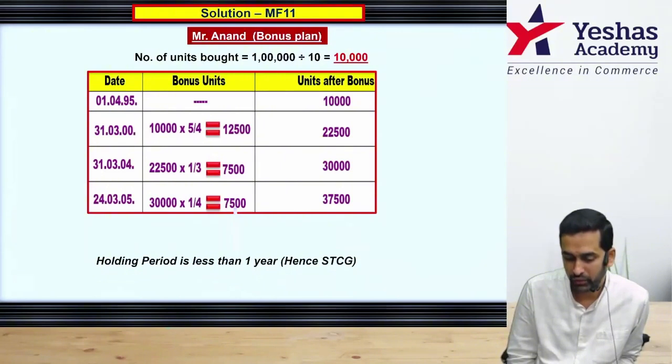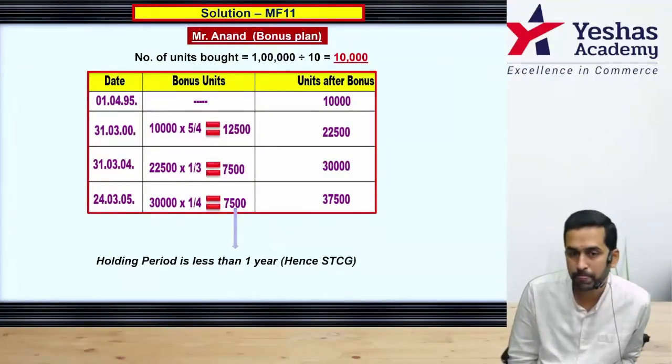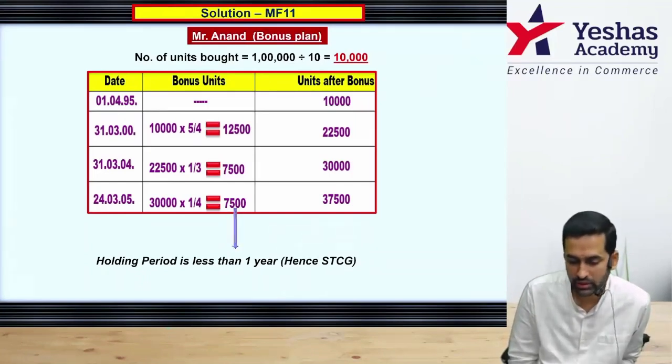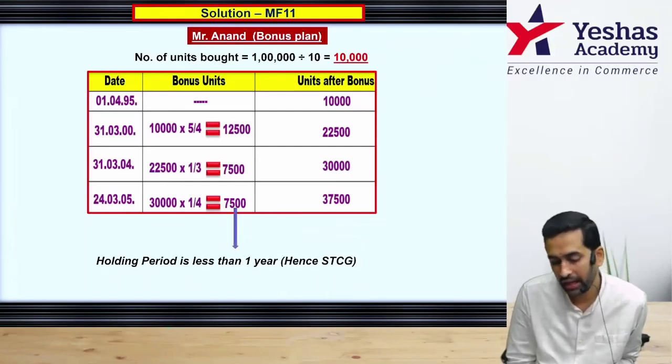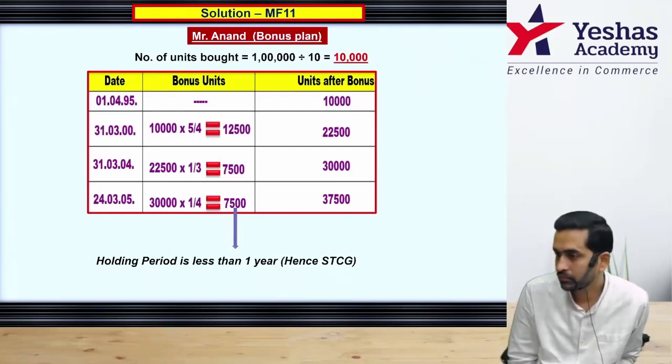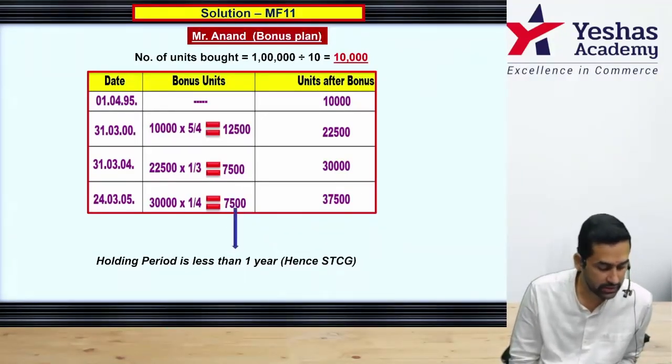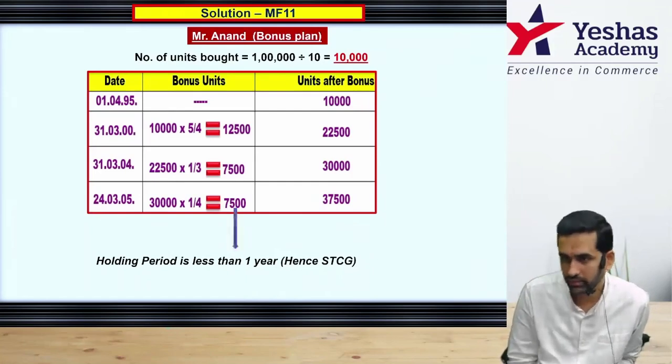Make a note after this. Since holding period for 7,500 units is less than 1 year, this will be taxable. In bracket, go to the question. It says STCG is 10%. So in bracket, at 10% STCG.